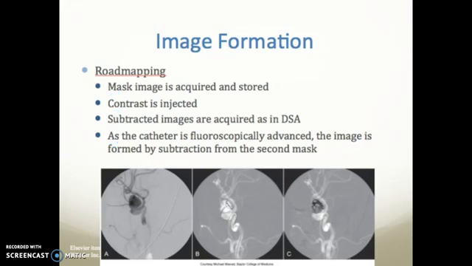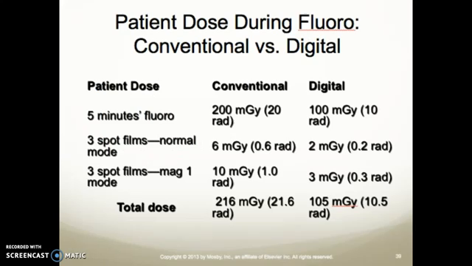So you can see here, this is road mapping. Mask images are acquired and stored. Contrast is injected. Subtracted images are acquired in the digital subtraction. As the catheter is fluoroscopically advanced, the image is formed by subtraction from a second mask.